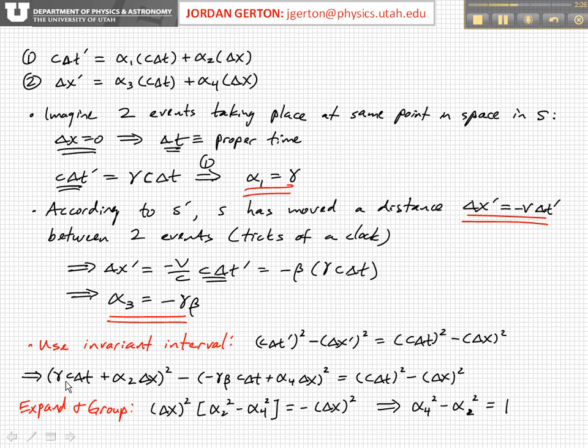Okay, so if you expand these and then group the terms that are proportional to delta x squared, from the left hand side you get delta x squared times alpha 2 squared minus alpha 4 squared is equal to minus delta x squared on the right hand side, and so we get that alpha 4 squared minus alpha 2 squared is equal to 1.